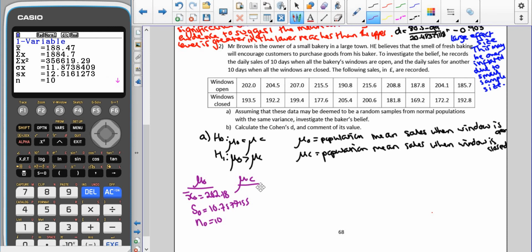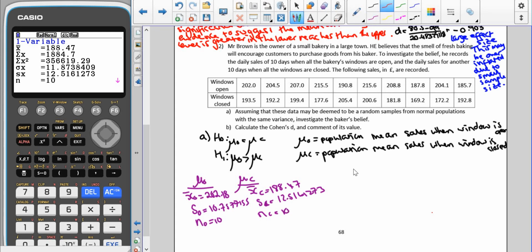One var again, so that gives us a sample mean for when it's closed of 188.47. Sample standard deviation when it's closed is 12.5161273. And the number of pieces of data for when it's closed is 10.